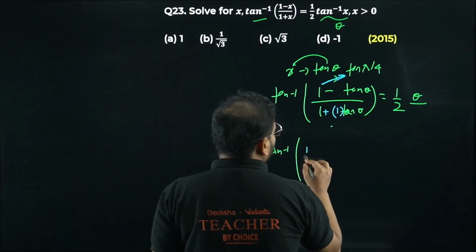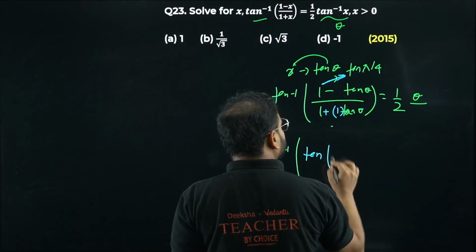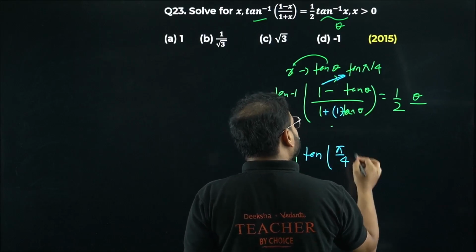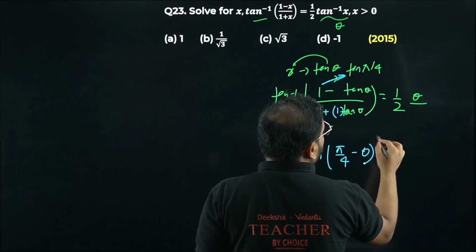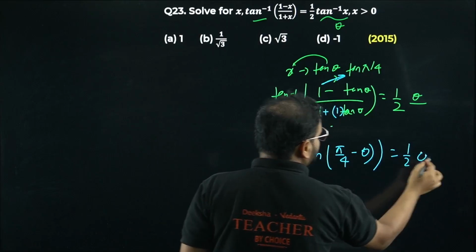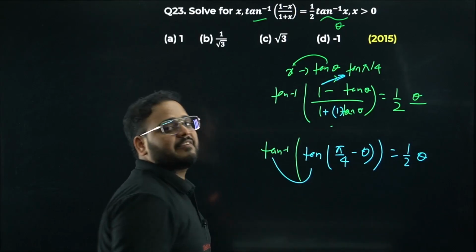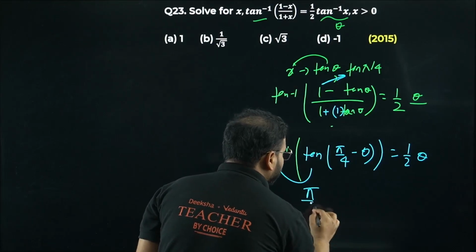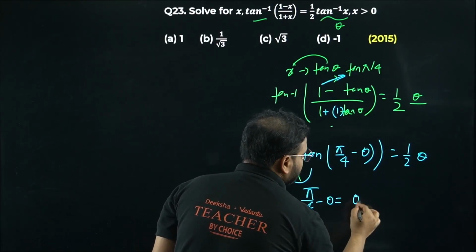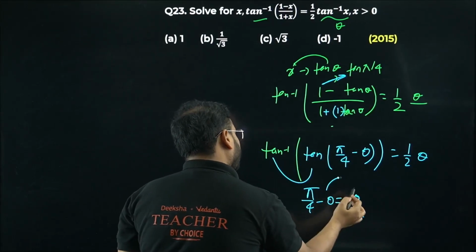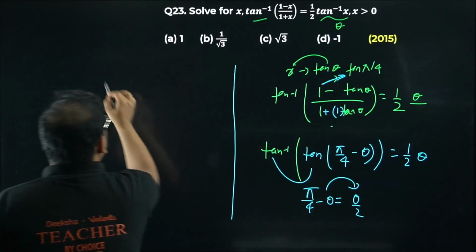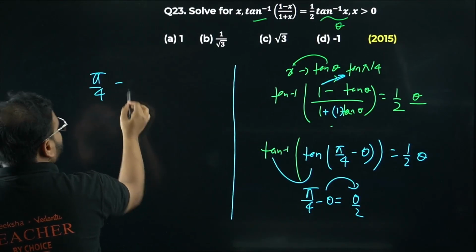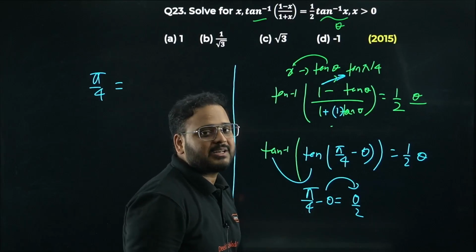So tan inverse of tan a. What is a? Pi by 4 minus b. What is b, sir? Theta. Please check, half of theta. Tan inverse of tan will cancel the effect because they are inverse to each other. We are having here pi by 4 minus theta equals theta by 2. Move theta on this side. I'm having, please check, pi by 4 equals theta by 2, meaning 0.5 theta plus theta.